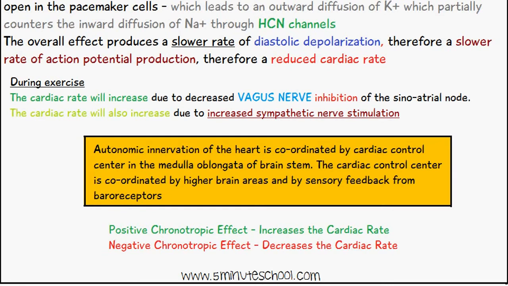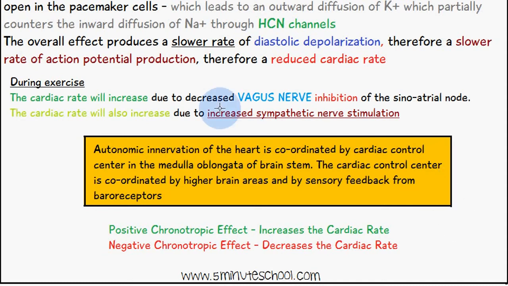Now, just to quickly finish off the video, during exercise the cardiac rate will increase due to decreased vagus nerve inhibition of the sinoatrial node. Because remember, the vagus nerve is a parasympathetic nerve, so if we have less of this, so if we have inhibition of the vagus nerve, then this will lead to an increase in the cardiac rate. And the cardiac rate will also increase due to increased sympathetic nerve stimulation.